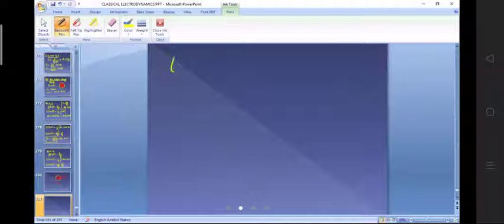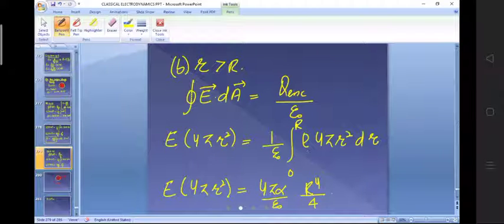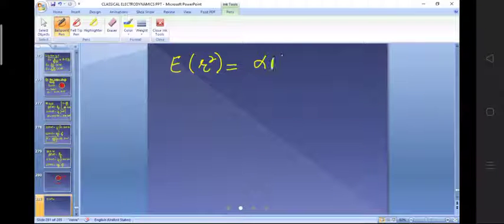So the electrostatic field becomes equal to this. Here it is electrostatic field multiplied by r square. 4 pi and 4 pi will cancel. Okay, so what will remain here? So this will be here alpha R to the power 4. Similarly, keep in mind, alpha R to the power 4 divided by 4 epsilon naught.